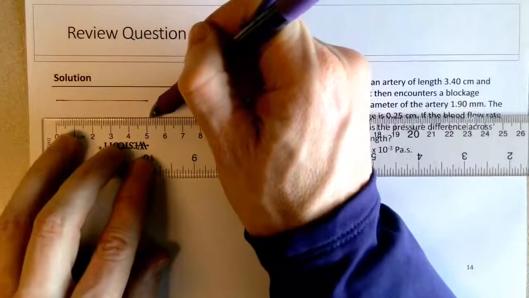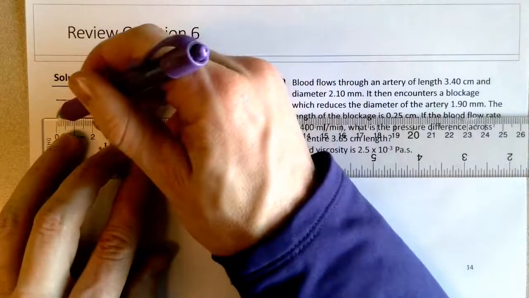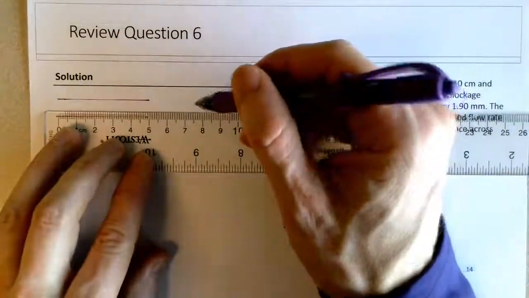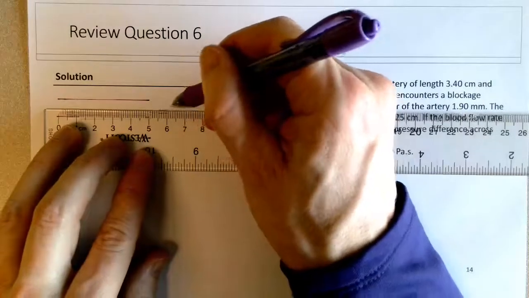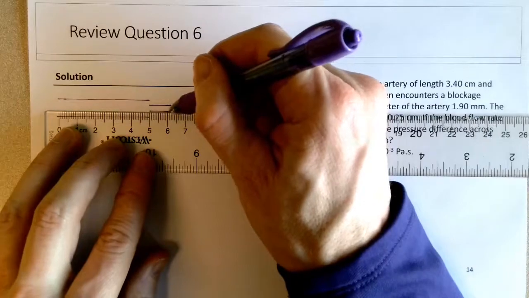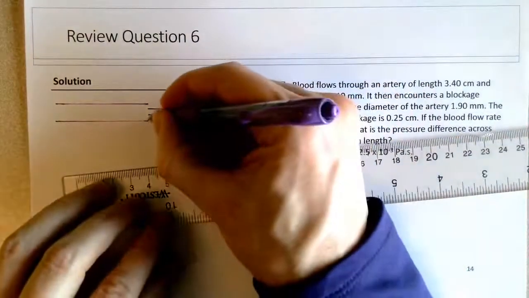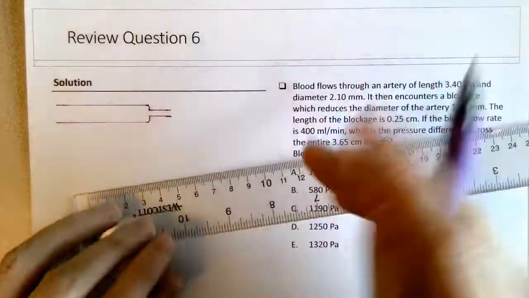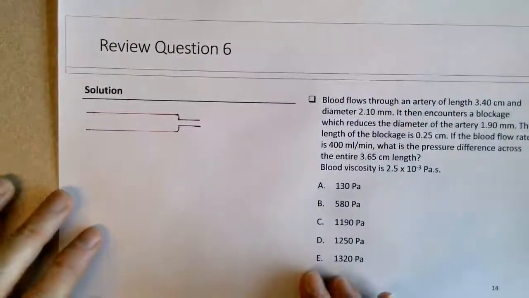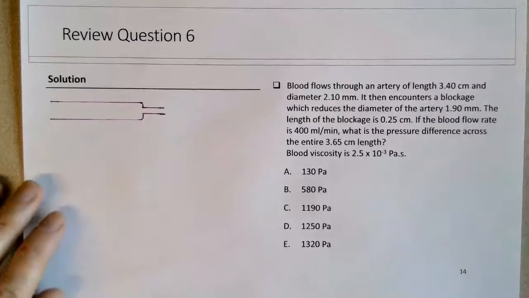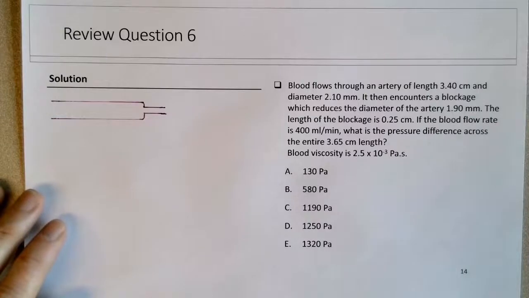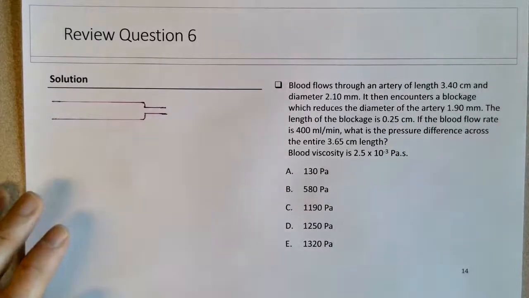So we've got this wider one here, and then we're going to consider some sort of blockage and have a shorter length. Again, it's not drawn to scale. I just want to give this a sort of a picture. Maybe the walls built up some plaque or something, and it narrowed the artery, so across this, we're looking for the pressure across the entire length.